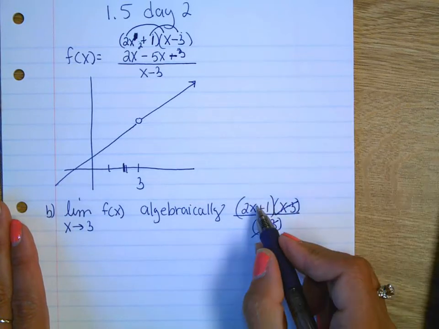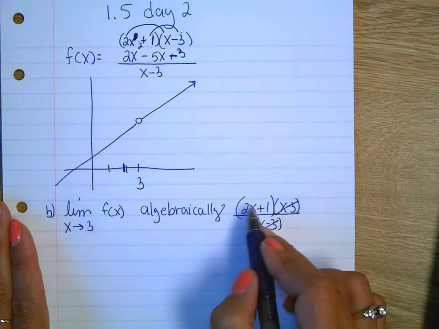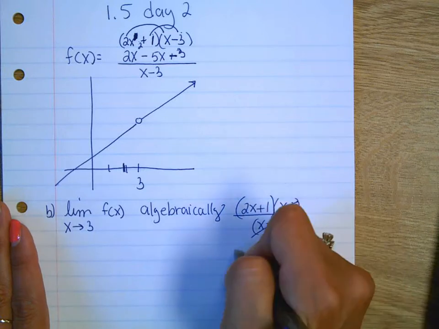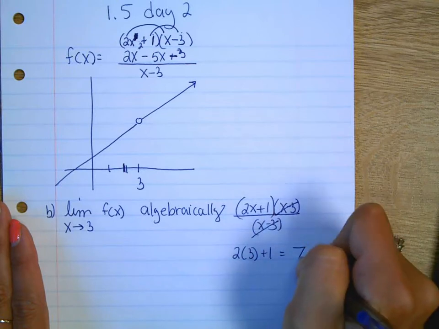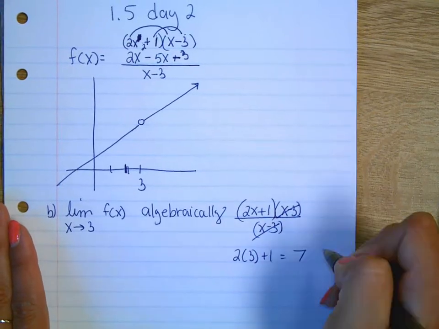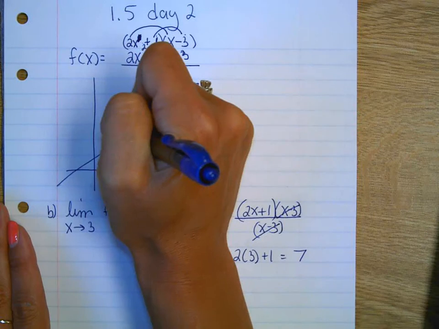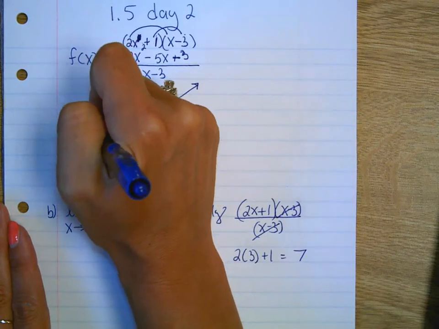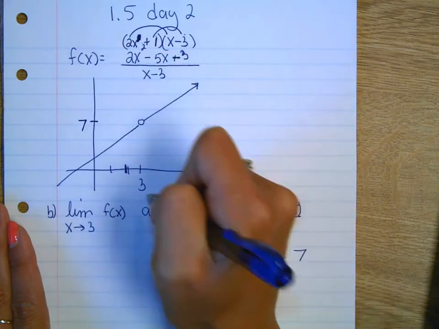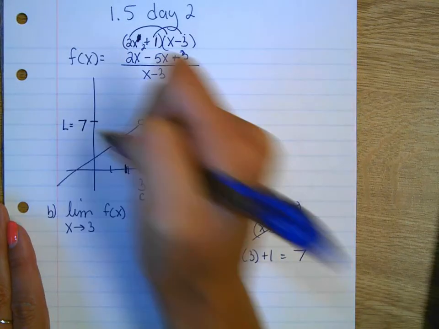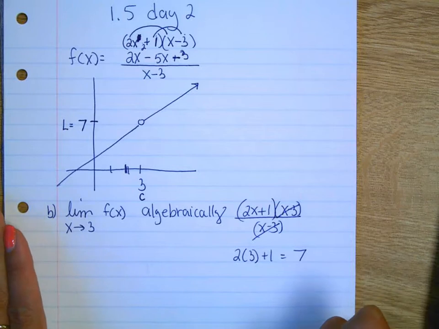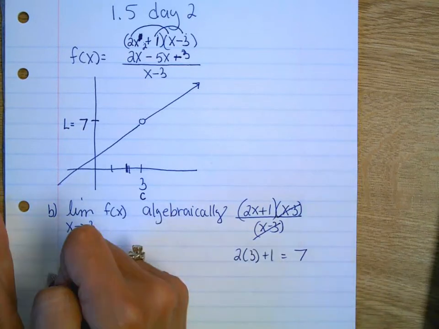Cancel. Now I can substitute 3 in for the x to see what the y value is going to be. So now I just show 2 times 3 plus 1. 7 is my limit. So now I know that this hole is right at 7. So my C value is 3, my L value is 7. Okay. Next question about this.